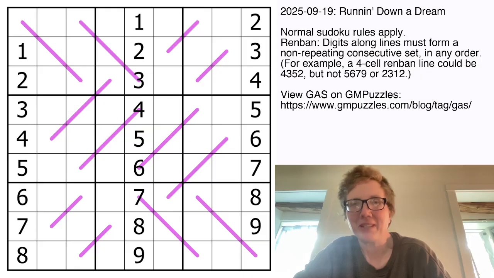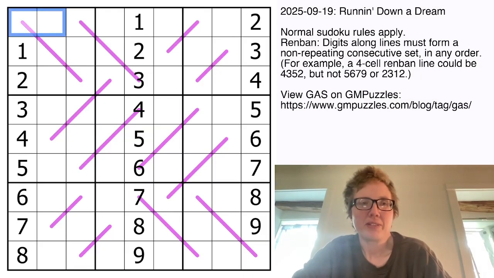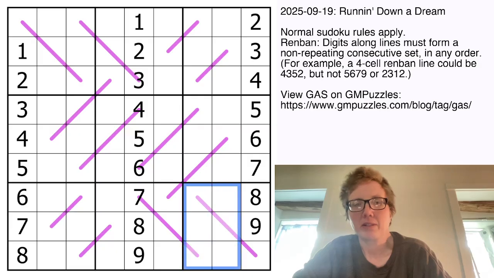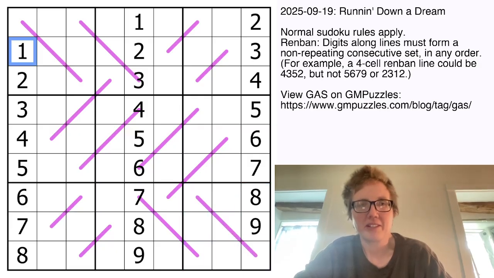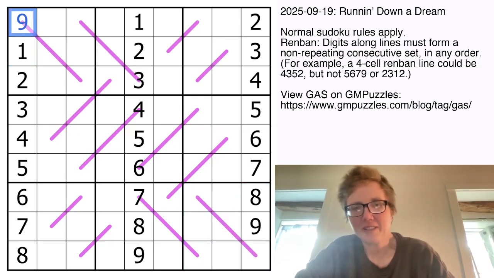Today we are solving Runnin' Down a Dream by Philip Newman. We have normal Sudoku rules, meaning we are placing the digits 1 through 9 once each in each row, each column, and each outlined 3x3 region. That means, among other things, that we have a 9 here and a 1 here.